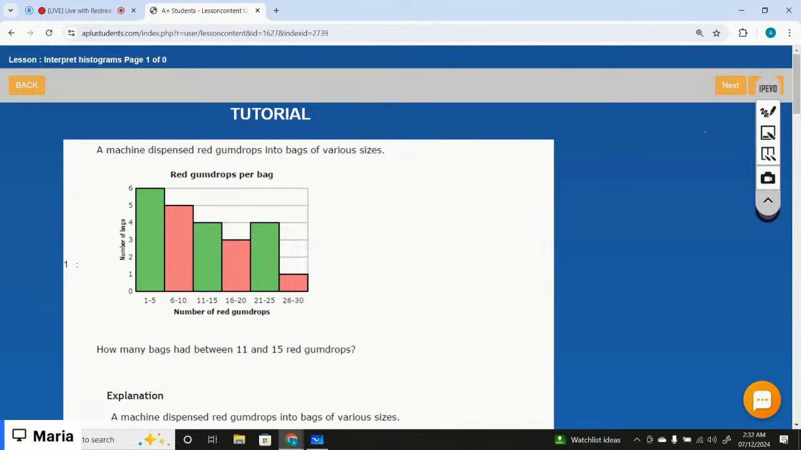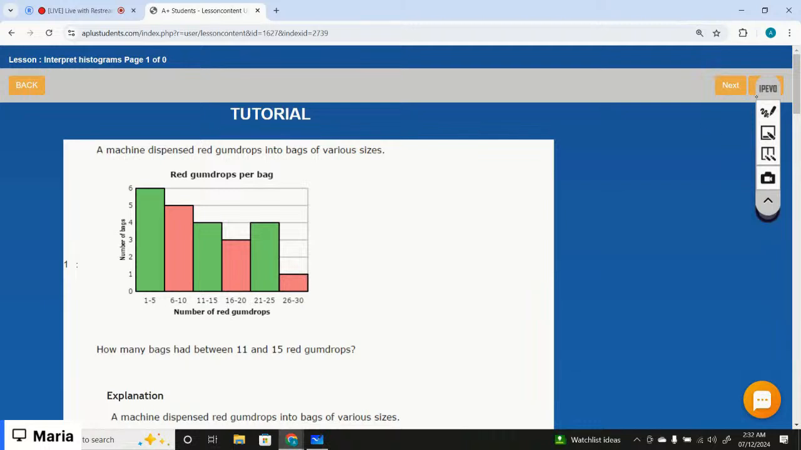A machine dispensed red gumdrops into bags of various sizes. How many bags had between 11 and 15 red gumdrops? Here is the 11 to 15. So in the histograms, the data is given in ranges. Like you can see here, these bars represent the data between 1 and 5. This one represents 6 and 10. So 11 to 15 represents the number of bags, which is 4. The correct option is 4.